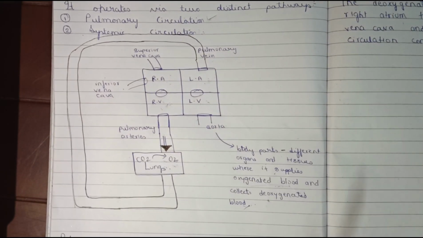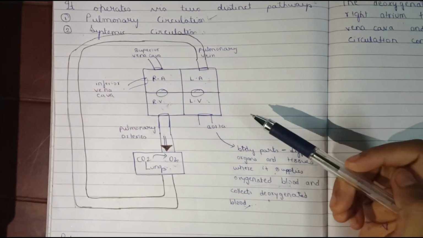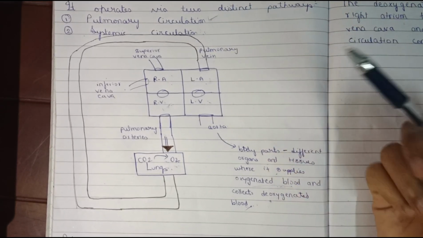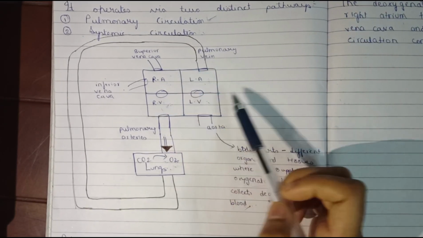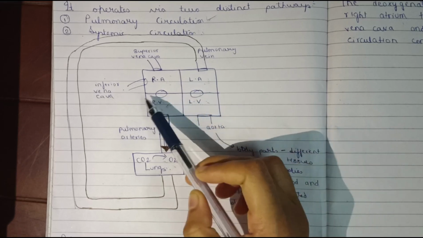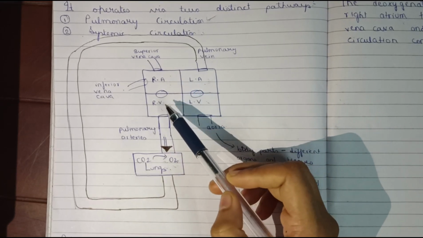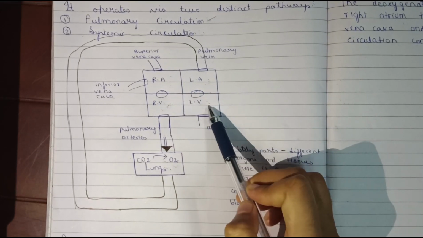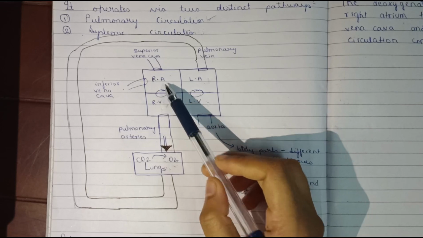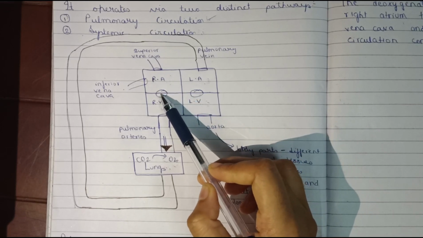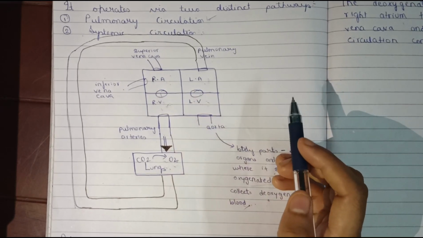So now let us first understand this diagram and then we will get back to pulmonary and systemic circulation. See, this is the representation of a heart. It is divided into four chambers: right atrium, right ventricle, left atrium, left ventricle, and in between them this is the tricuspid valve and this is the bicuspid valve.